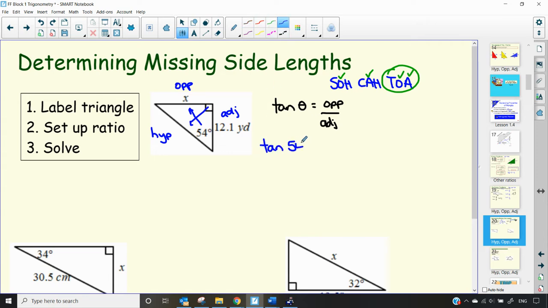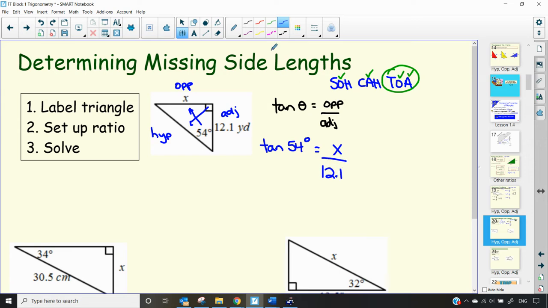tan of 54 degrees. Degrees are important because radians don't have units. Degrees have that little degree symbol. So if you don't write the degree symbol, I'm assuming you mean radians. So degrees, writing that degree symbol is important. So tan of 54 degrees is opposite, which is x, over adjacent, which is 12.1.